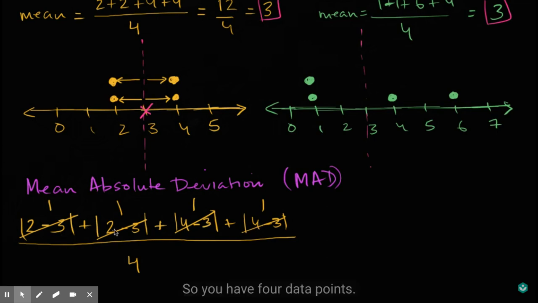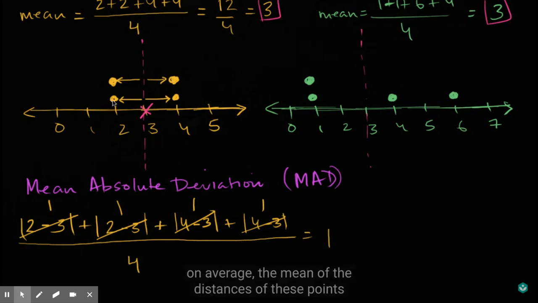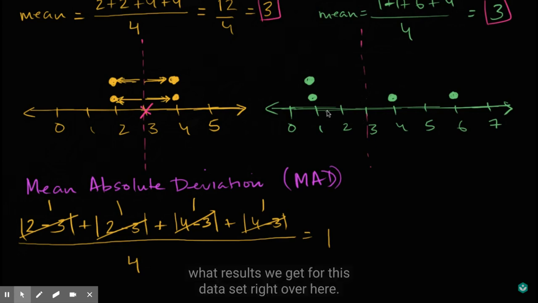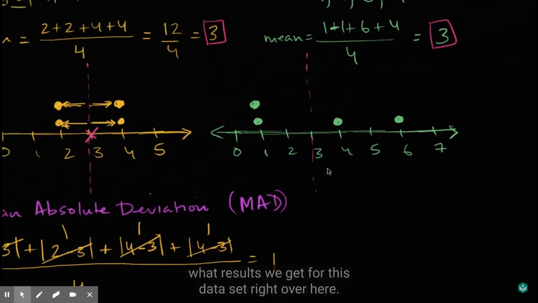So you have 4 data points. Each of their absolute deviations is 1 away. So the mean of the absolute deviations is 1 plus 1 plus 1 plus 1, which is 4 over 4. So it's equal to 1. So one way to think about it is saying, on average, the mean of the distances of these points away from the actual mean is 1. And that makes sense because all of these are exactly 1 away from the mean. Now let's see what results we get for this data set right over here.